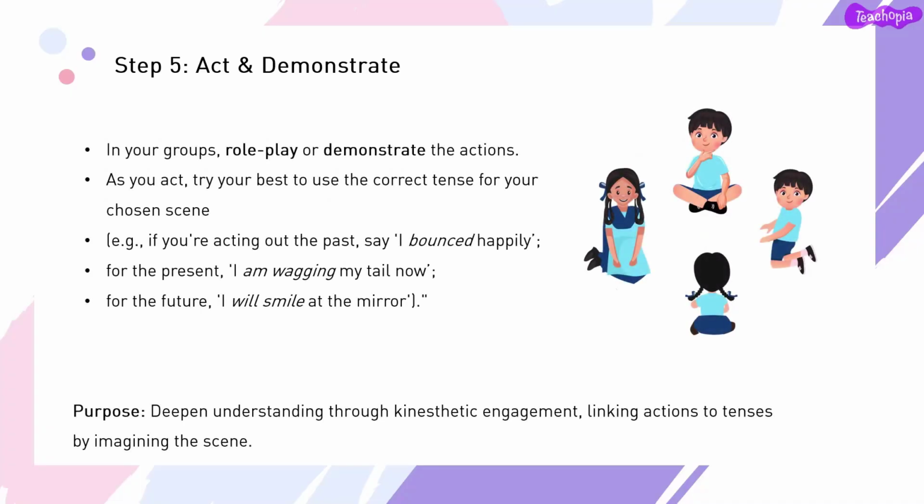In your groups, role play or demonstrate the actions. As you act, try your best to use the correct tense for your chosen scene. Example: if you're acting out the past, say I bounced happily. For the present, I'm wagging my tail now. For the future, I will smile at the mirror.